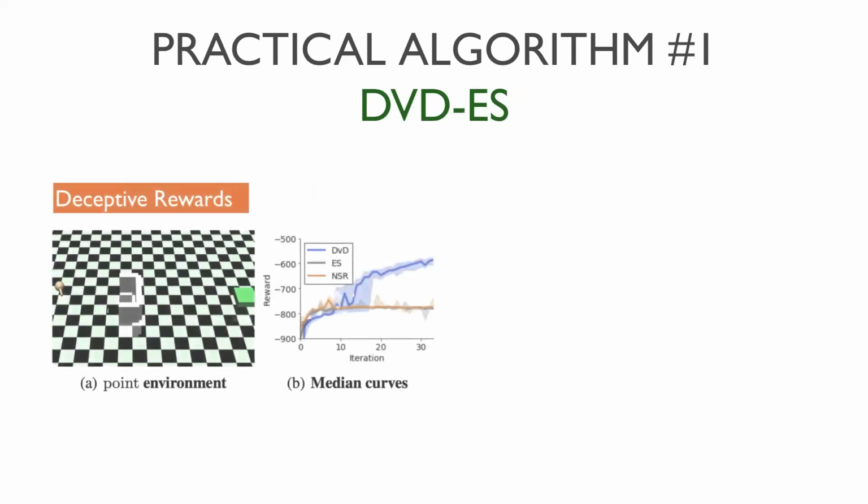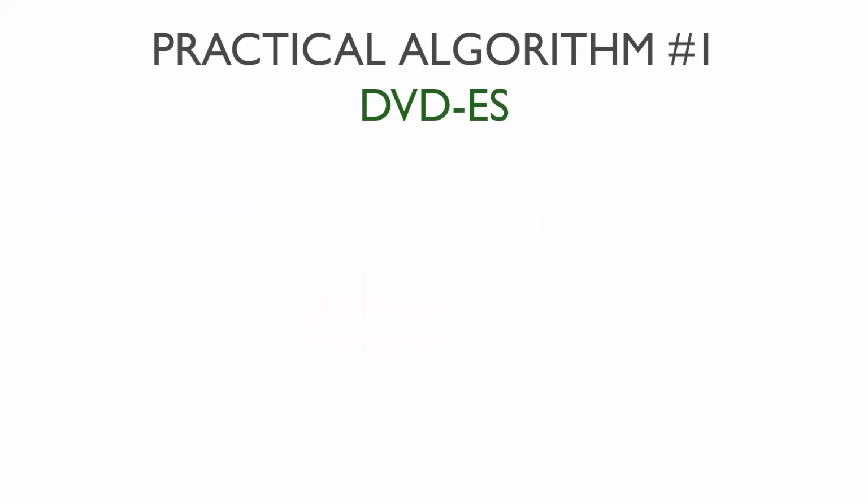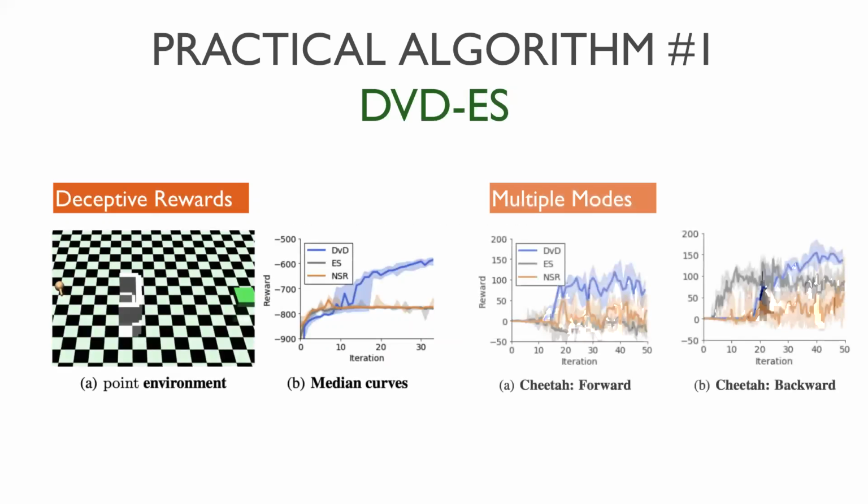Okay, so these are some results. We do the same thing, but for this deceptive reward environment, we use the same kind of embedding for the NSR approach, and we see that our method does better in this problem.